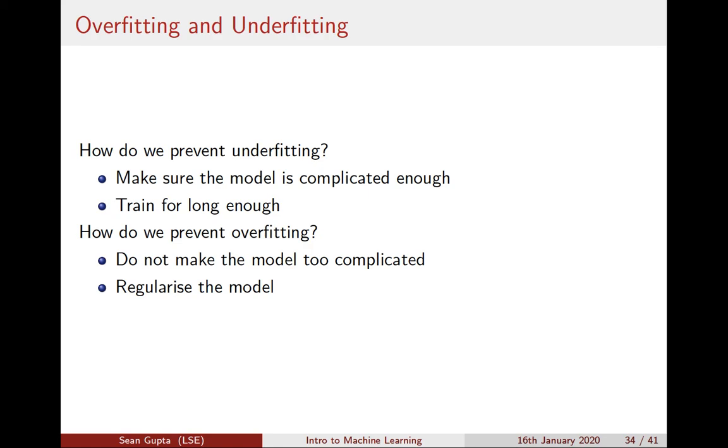How do you prevent overfitting? Well, don't make the model complicated. Don't use too many features if you don't need them. Don't use a neural network if you don't need it. You can also regularize the model, which is essentially a way of making sure that the parameters that are being fit in the model are not too large, which tends to make the model simpler.